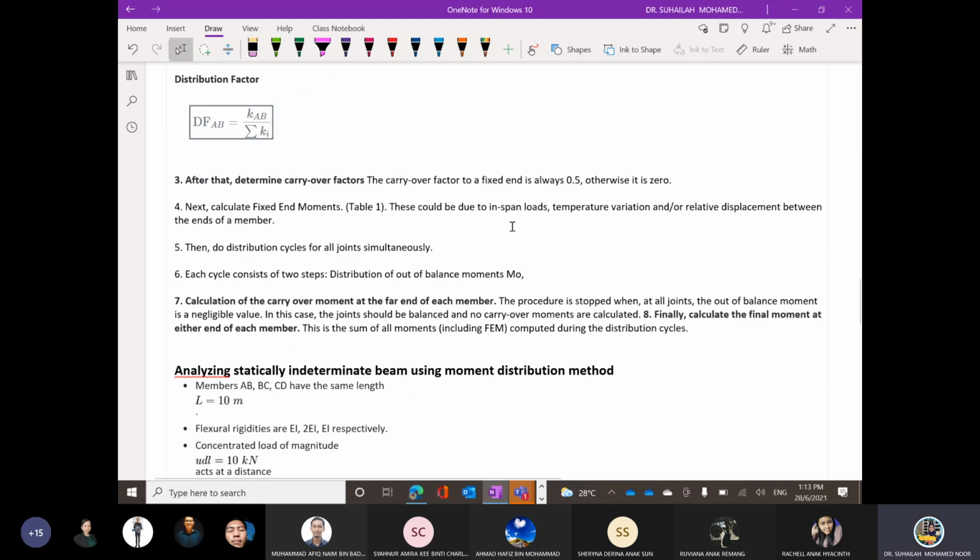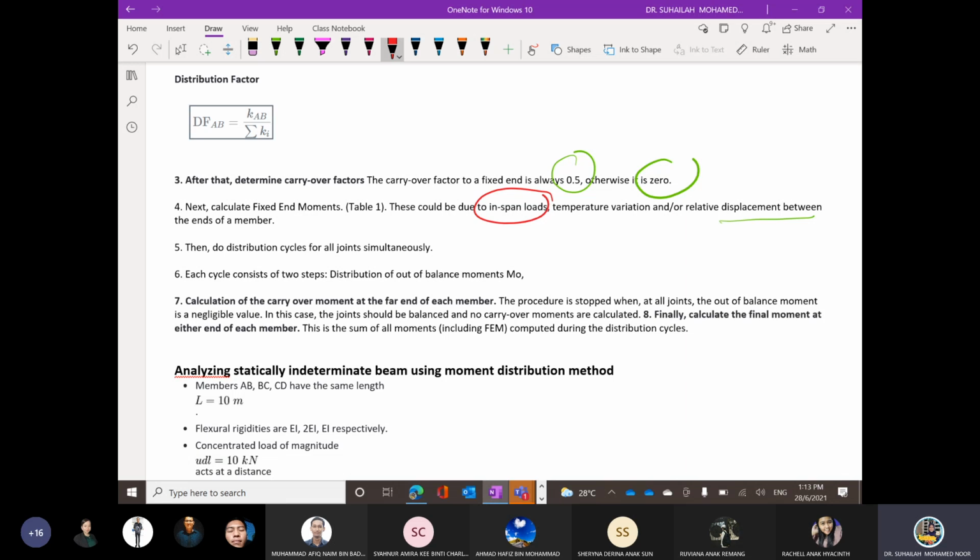Okay, and the carryover factor 0.5 and 0. Okay, next, calculate fixed end moment. This could be done due to loading, temperature variation, as well as relative displacement between the ends of a member. The one that we have done last week is due to the loading.